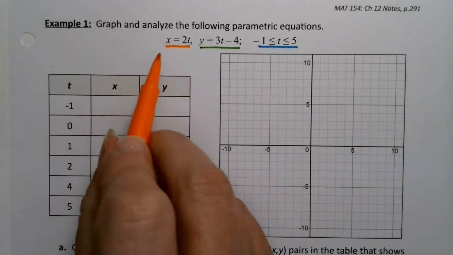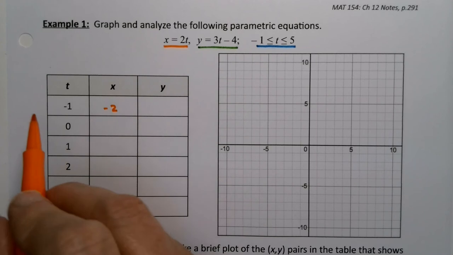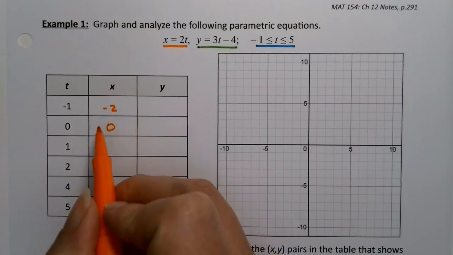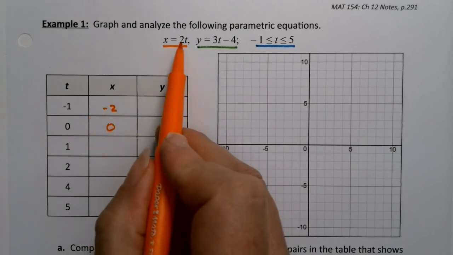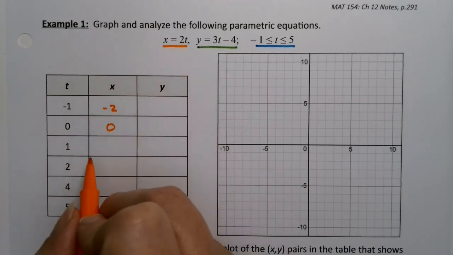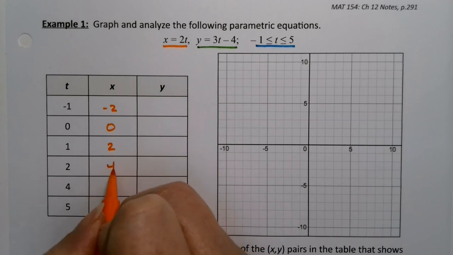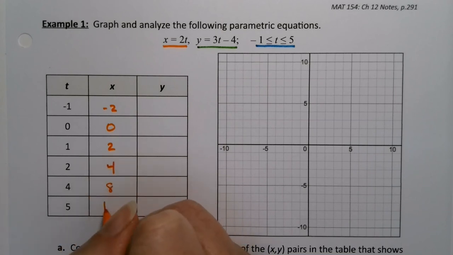So -1 times 2 is -2, 0 times 2 is 0, 1 times 2 is 2, 2 times 2 is 4, 4 times 2 is 8, 5 times 2 is 10.